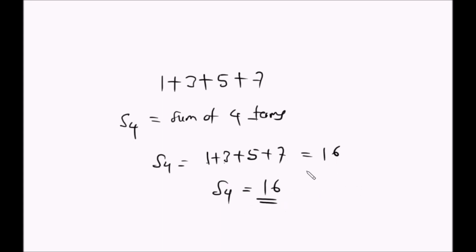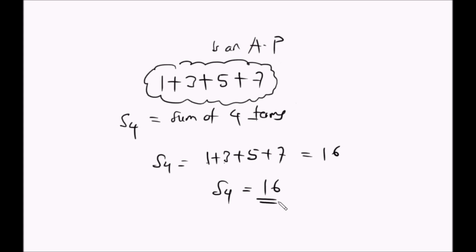16. So this was an arithmetic progression. The sum of the terms of this arithmetic progression is 16. It's easy to find the sum of terms if the terms are fewer, but what if there are so many terms? Let's learn how to find the sum of n terms of an arithmetic progression.